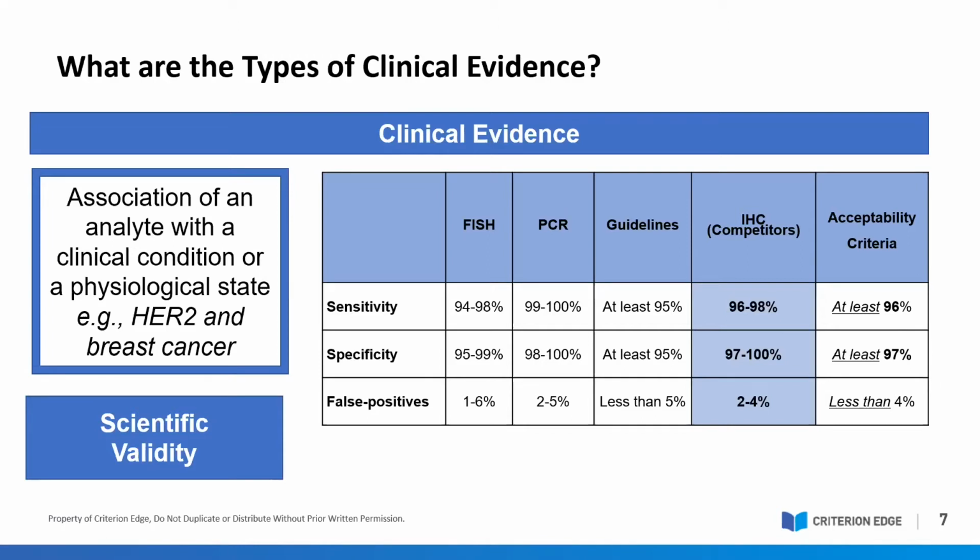And what about sample types? Can your test be used on plasma in a liquid biopsy, or do you need tissue samples? Does that tissue have to be fresh or frozen? All of this information speaks to the association of the analyte with the clinical condition and supports your scientific validity. But really, your goal for the SVR section is to show that your IVD may be considered state of the art with regards to the ability of that test to make this diagnosis.